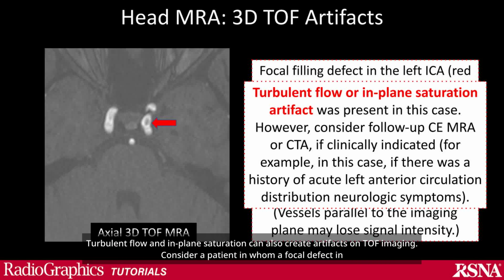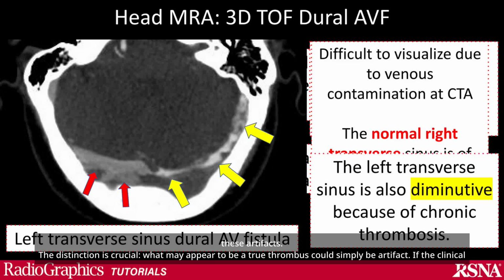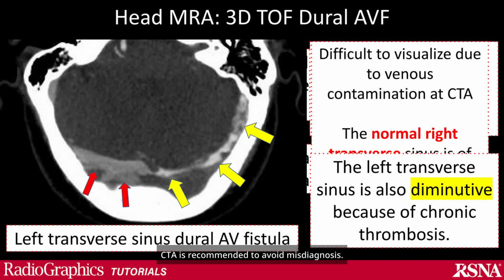Turbulent flow and in-plane saturation can also create artifacts on TOF imaging. Consider a patient in whom a focal defect in the paracellular ICA mimics a thrombus. Because the ICA has a tortuous and horizontal course, it is particularly prone to these artifacts. The distinction is crucial. What may appear to be a true thrombus could simply be artifact. If the clinical suspicion is high, for instance, in the setting of acute anterior circulation symptoms, follow-up with qMRA or CTA is recommended to avoid misdiagnosis.